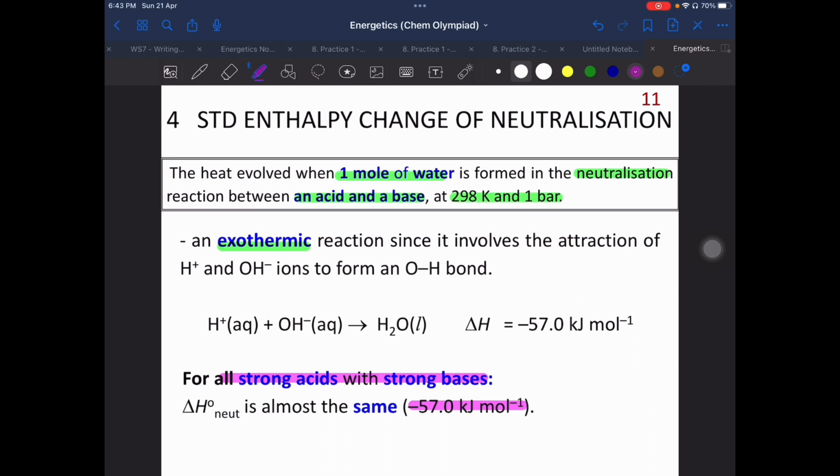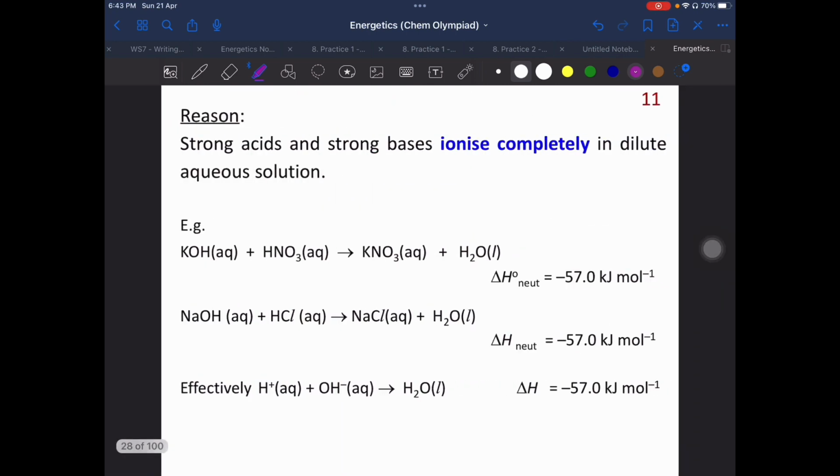But what about weak acids and weak bases? In our O-level syllabus, we learned that strong acids and strong bases ionize completely, or we say they dissociate completely in the solution to release either H plus ions or OH minus ions. Because of this complete dissociation in solution, all the H plus and all the OH minus can react together, and hence the energy value is always constant because we are essentially looking at the same amount of H plus and OH minus coming together to form 1 mole of water molecules.